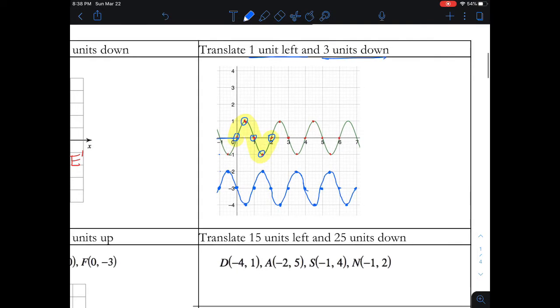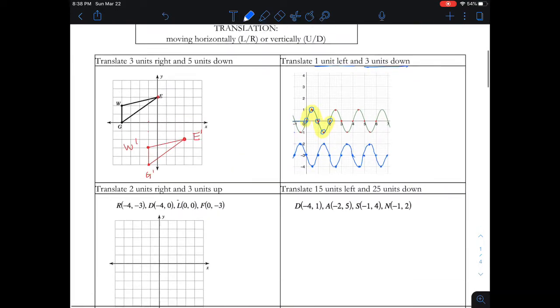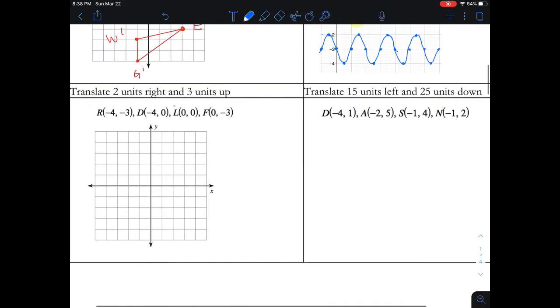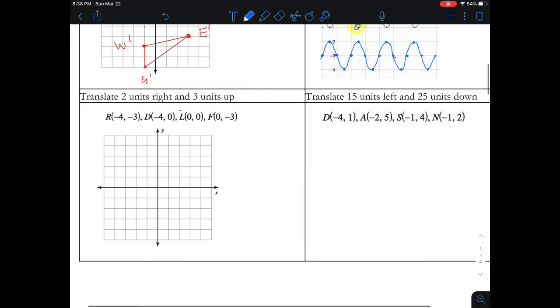All right, I want to do 2 more examples before we move on. With this figure, I've given you points here. I've also given you a graph, so we might as well graph it. So we've got -4, -3. That's R, -4, 0.